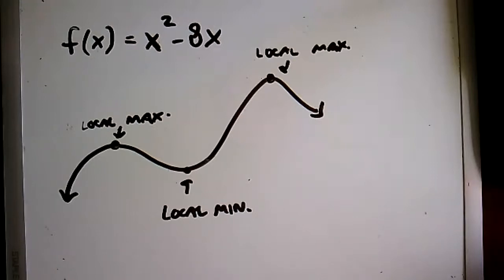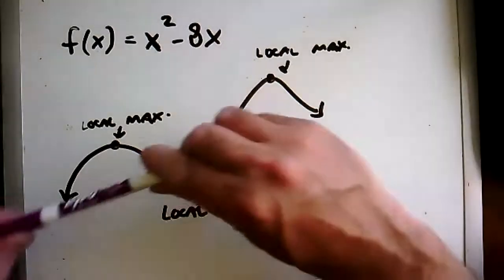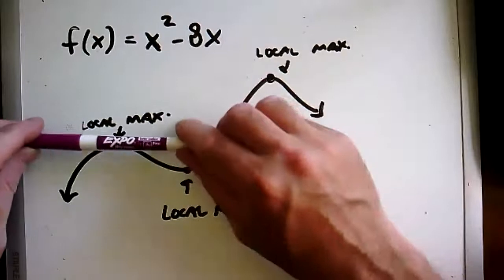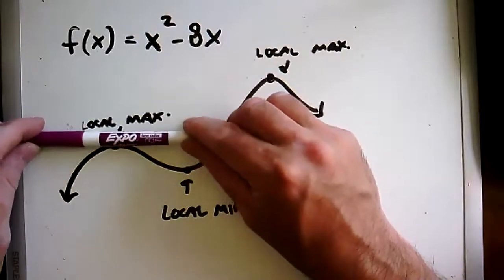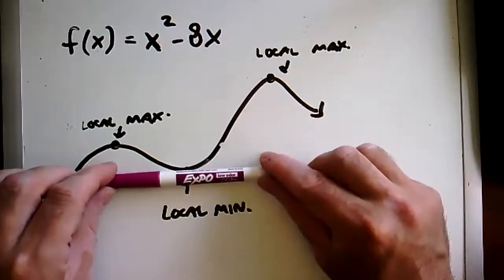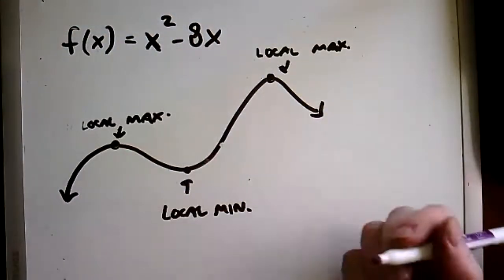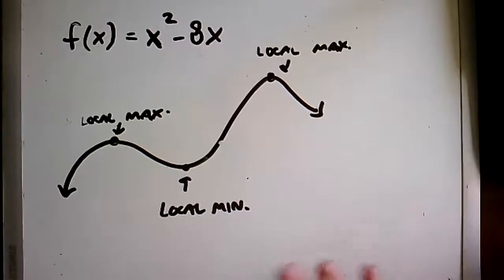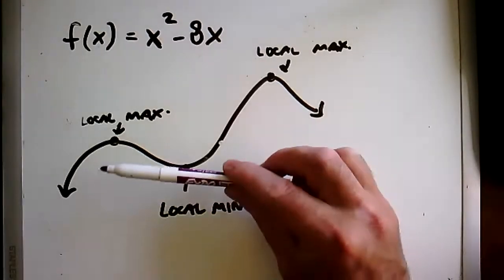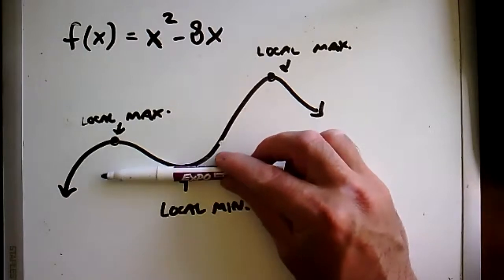One thing that I noticed is that at each one of these points, the graph has flattened out momentarily, right? If we drew a tangent line at that local maximum, it would be horizontal. Same thing for this local minimum. A tangent line there would be horizontal, right? And so at each one of these local extremum, we would expect that the derivative would equal 0 because the derivative gives us the slope of the tangent line.